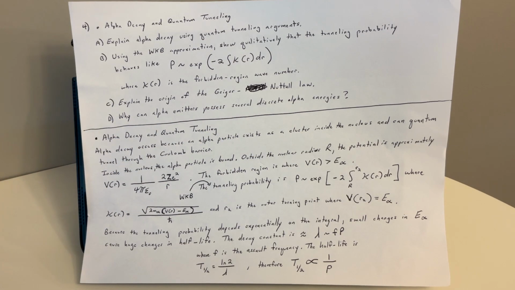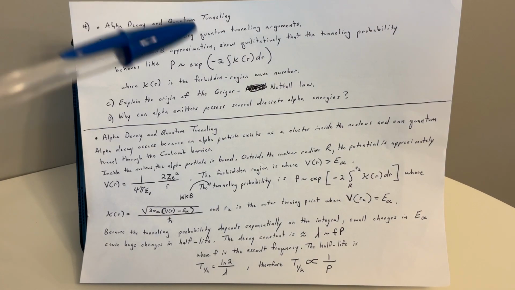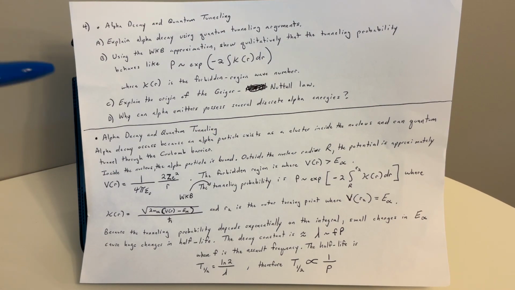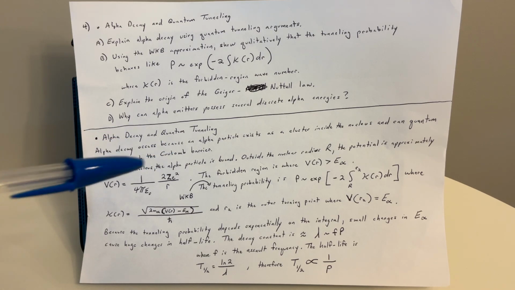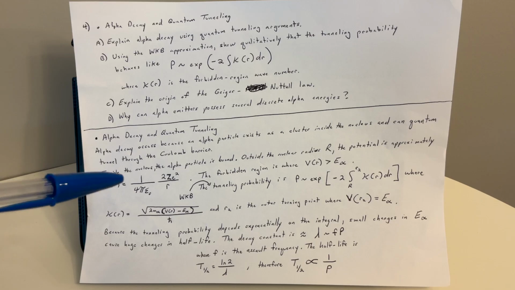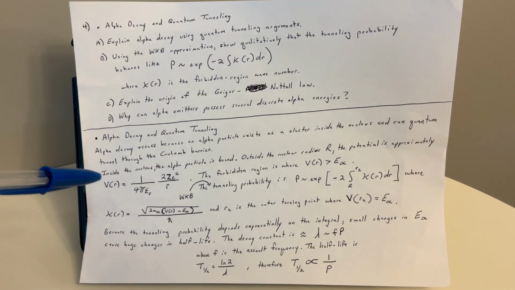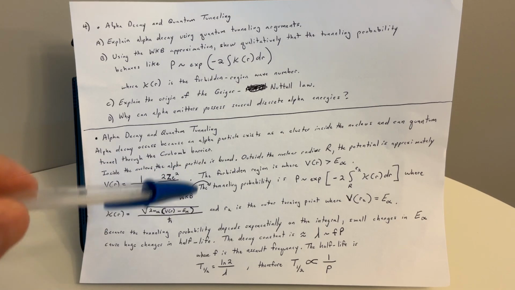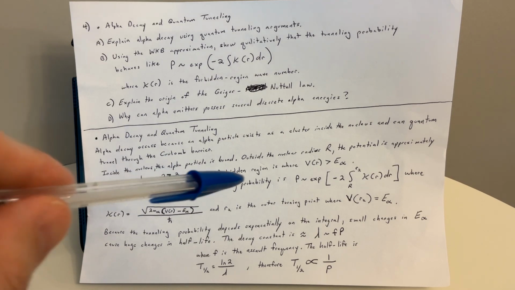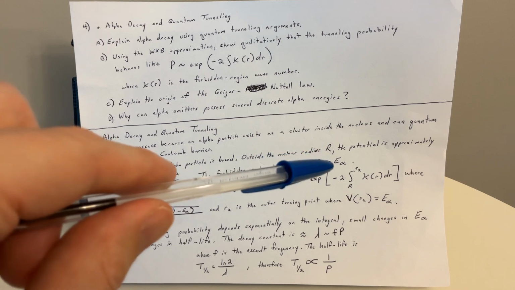Okay, so the alpha decay and tunneling problem. So here, alpha decay occurs because an alpha particle exists as a cluster inside the nucleus and can quantum tunnel through the Coulomb barrier. Inside the nucleus, the alpha particle is bound. Outside the nuclear radius r, the potential is approximately this V of r. Okay, should look familiar. Forbidden region is where V of r is greater than E sub alpha.